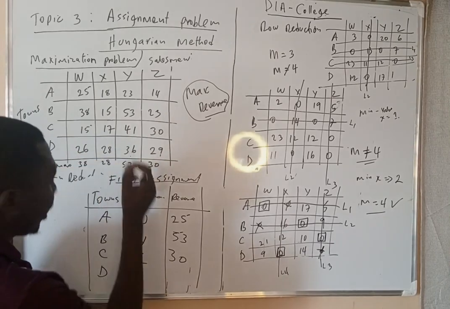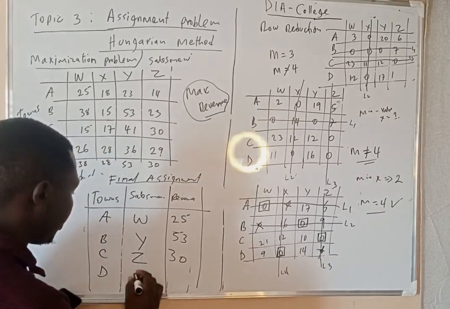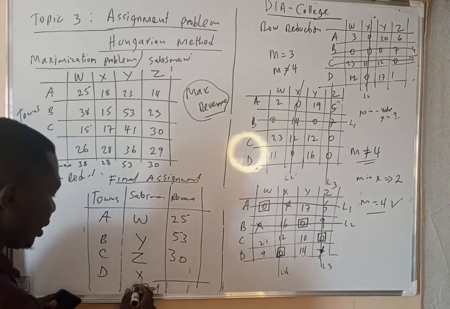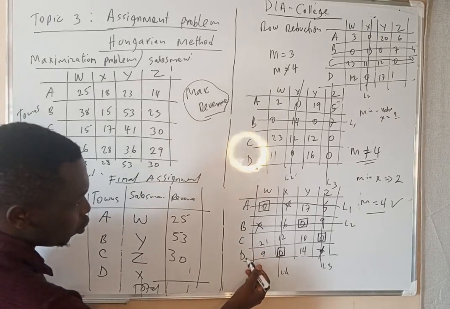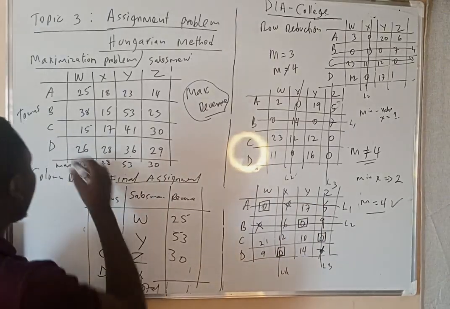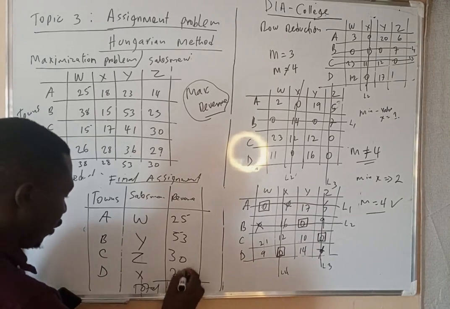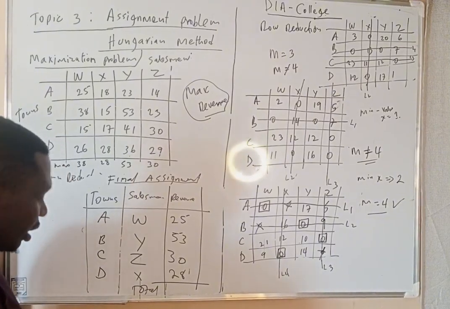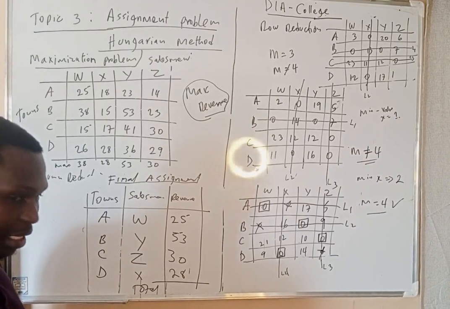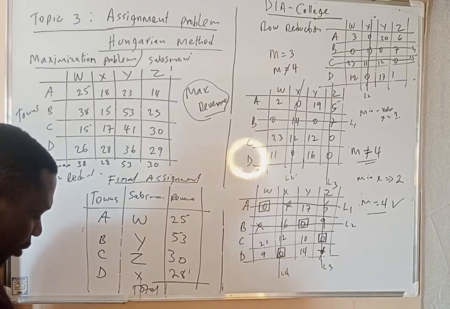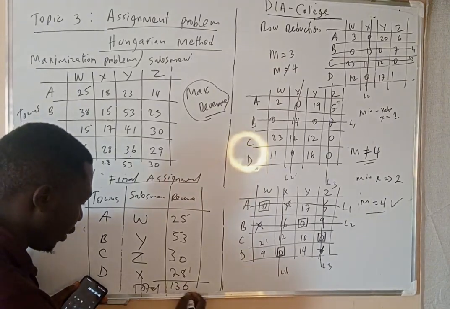Then the final, D, I can see D here is allocated to X. So I can see X is allocated to D, yes. So the distance is 28, not distance but revenue. So we do the addition of that, that will give us the total revenue that we expect from all our sales agents sent at different locations. So that's 25 plus 53 plus 30 plus 28. That gives me $136, alright?